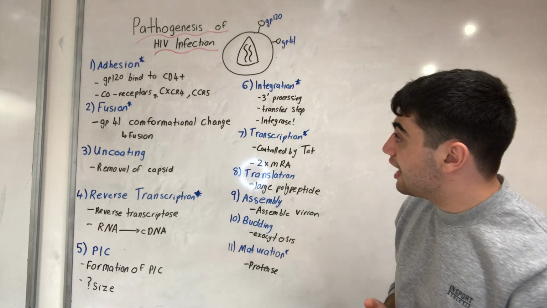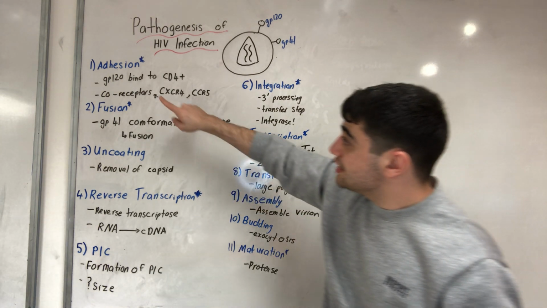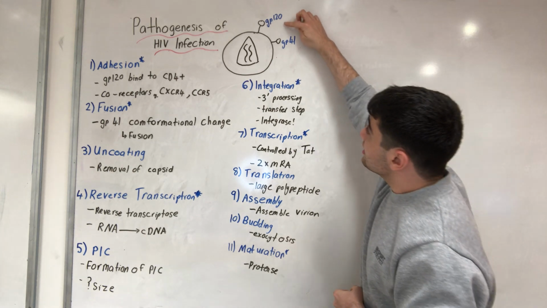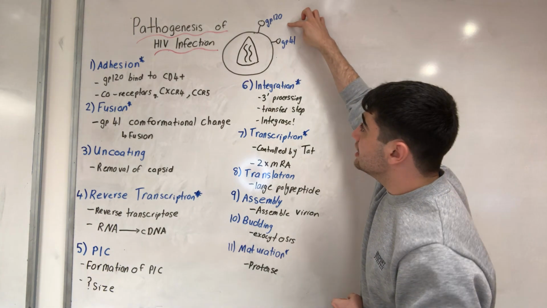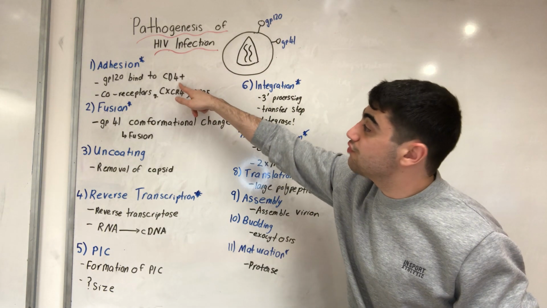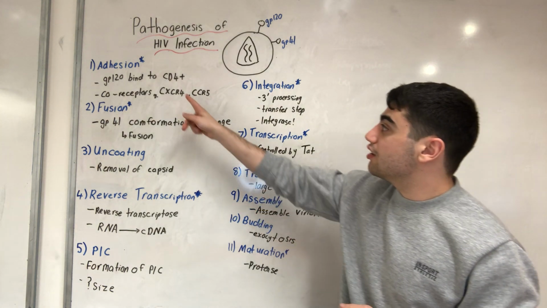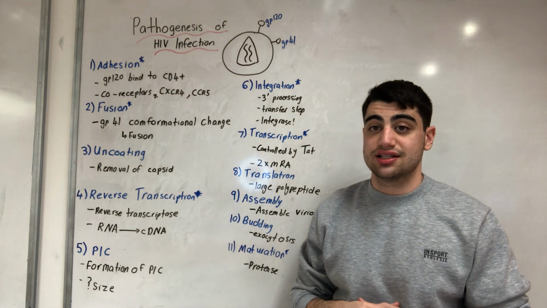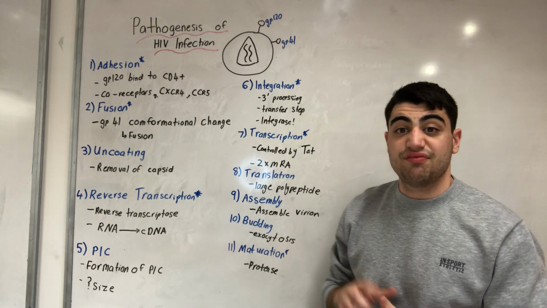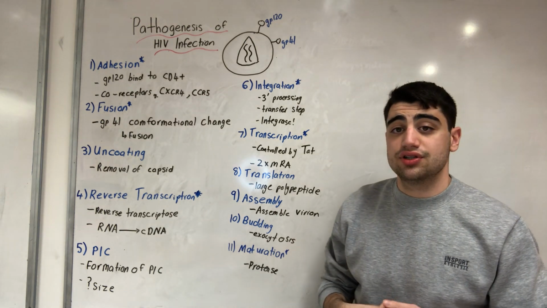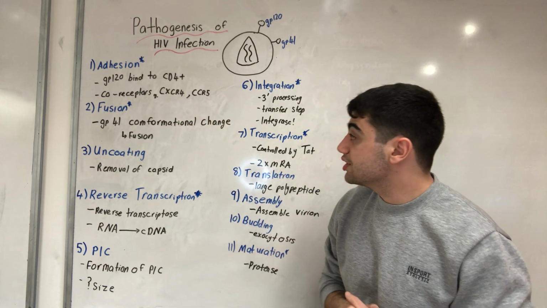We're going to talk about how it invades. So step one, adhesion. What HIV does is this glycoprotein here, GP120, binds to the CD4+ receptor on a range of host cells. Most notably, you might think of the T helper cells possessing this glycoprotein, but we also have macrophages and dendritic cells. Mostly immune cells, the cluster of differentiation protein.